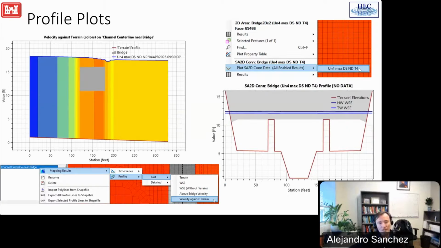For profile plots, we have similar options to what Cam showed for the simplified approach. You can make a profile line across the bridge deck, in the streamwise direction, and display your water overtopping with velocity infill. That's this option down here. Or you can select the 2D connection plot, and that'll show you the bridge deck with the terrain and the water surfaces at those cross sections 2 and 4, which have the red dashed lines.